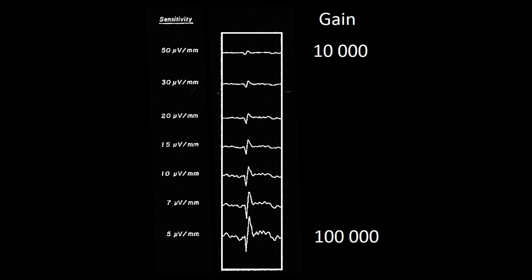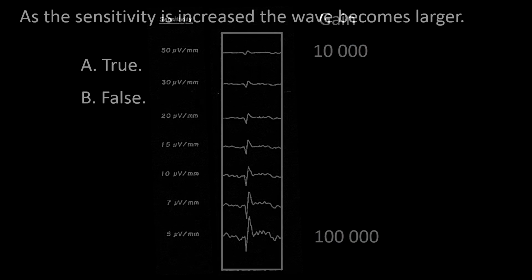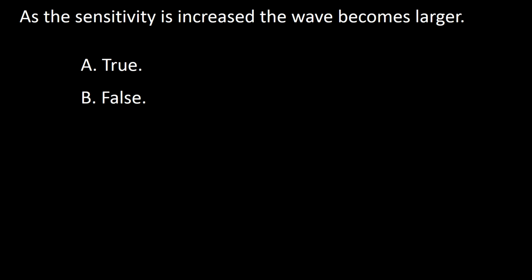So as the sensitivity of an amplifier is increased, let's say from 5 microvolts per millimeter to 50 microvolts per millimeter, the wave becomes smaller. This is the opposite for gain. The higher the gain applied to a given input voltage, the taller the wave will be at the output. So the answer to this question is B.